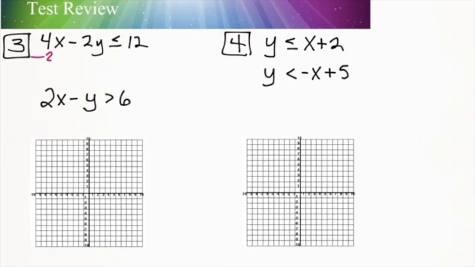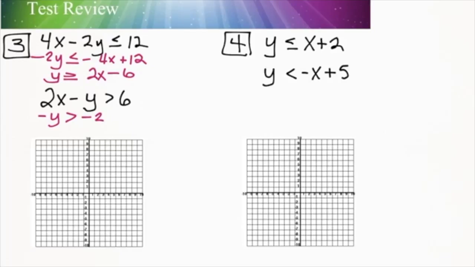Okay, so now we're on to number 3. Again, I'm going to solve for y. So getting y by itself, I move the 4x over on the other side, which gives me minus 4x. And then I'm going to divide by -2. So -4 divided by -2 is +2, and 12 divided by -2 is a -6. Did you notice that I flipped the inequality sign?